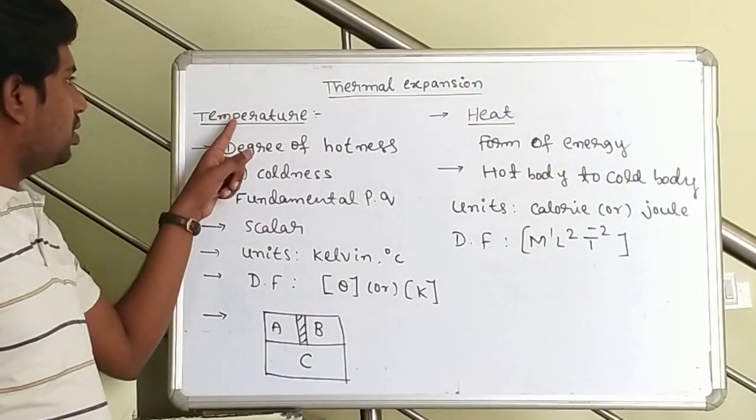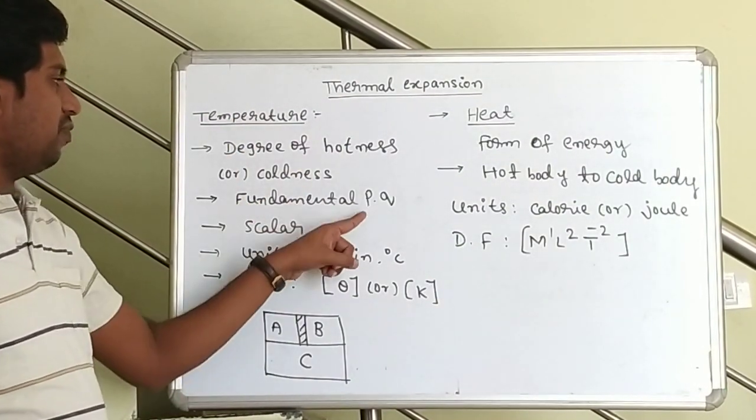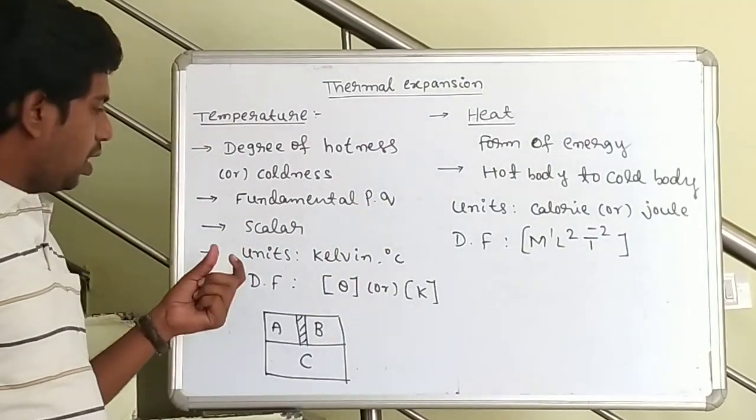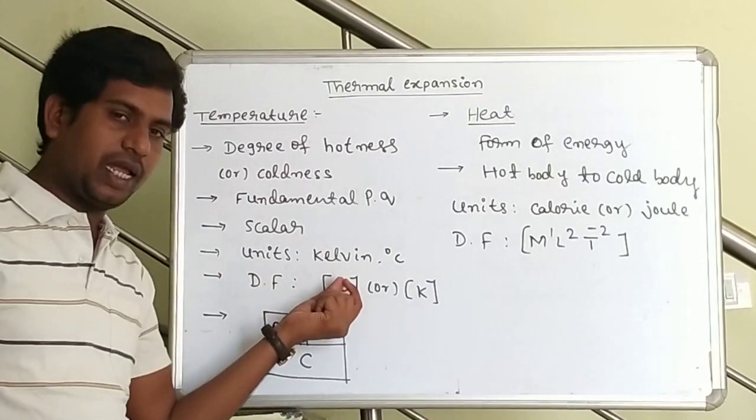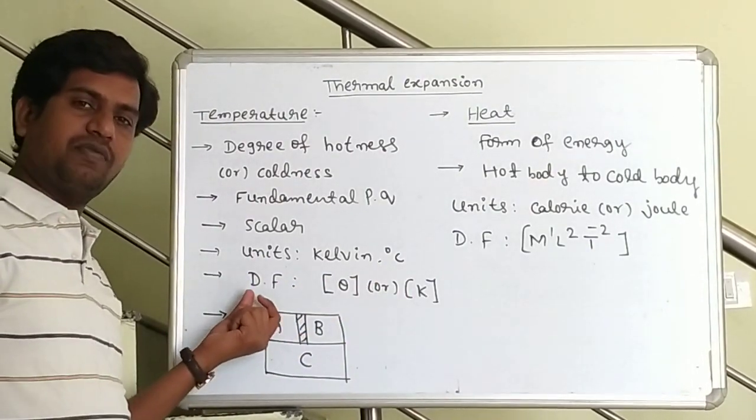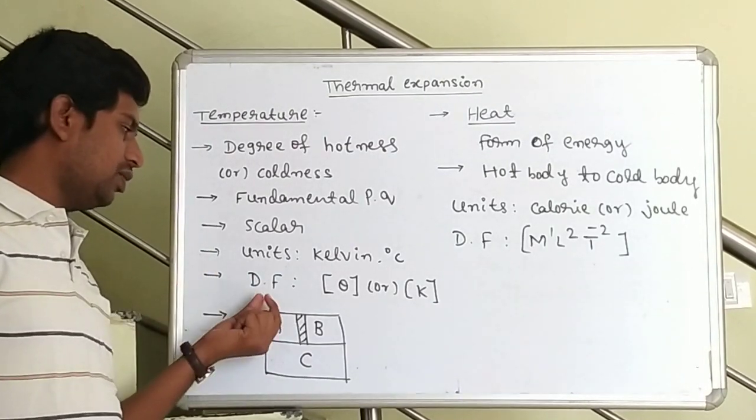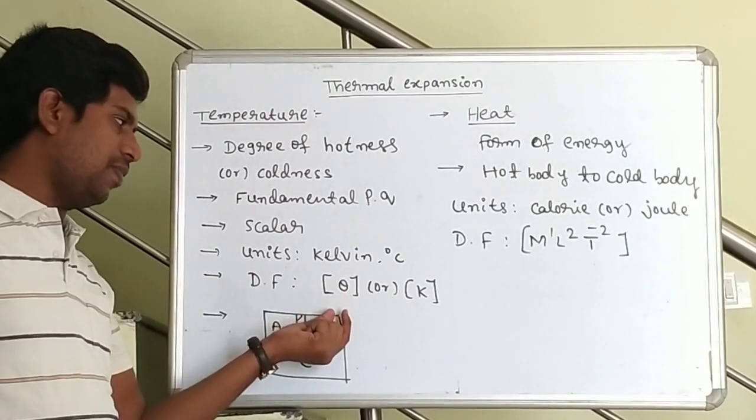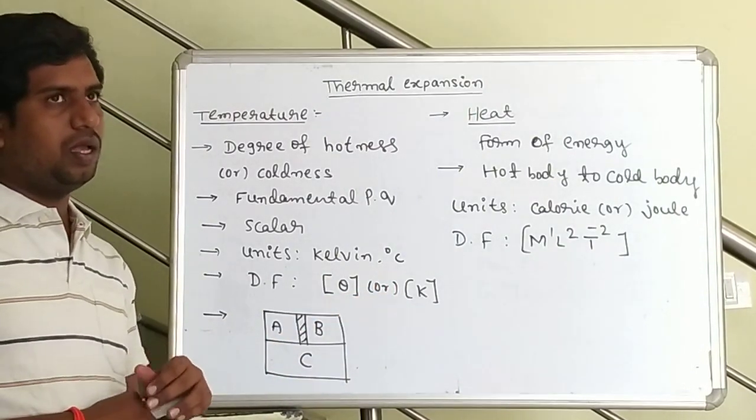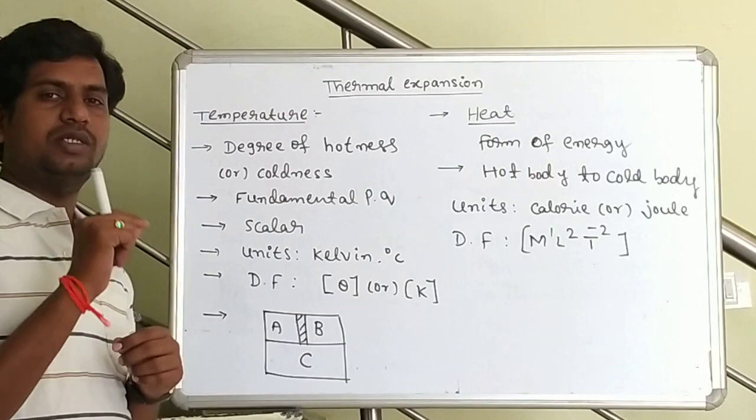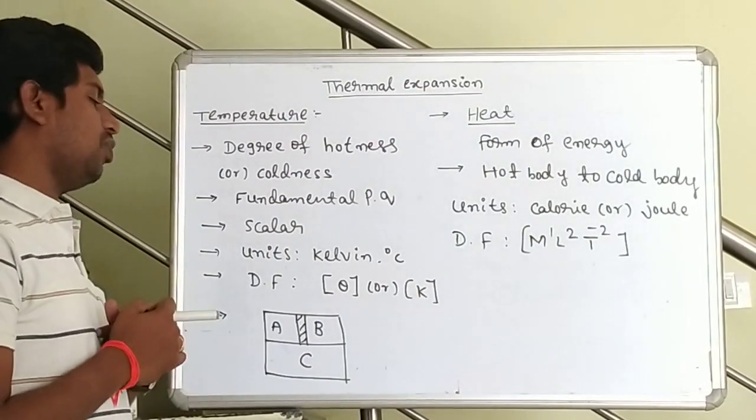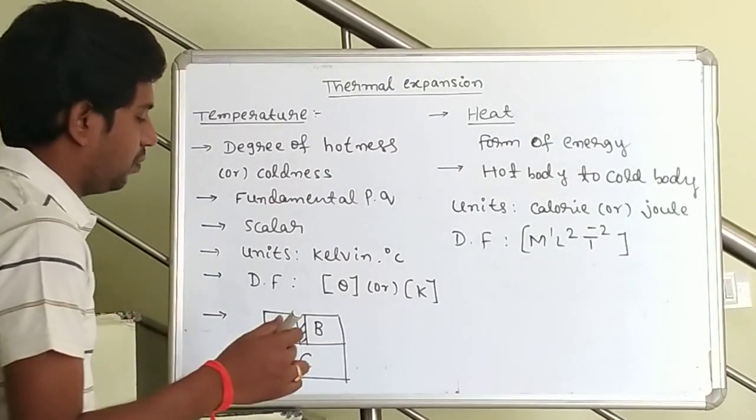So here temperature is a fundamental physical quantity and it is a scalar quantity. The units of temperature are Kelvin and degree Celsius. As it is a fundamental physical quantity, its dimensional formula is theta, or sometimes we write K. The concept of temperature arises from the zeroth law of thermodynamics.